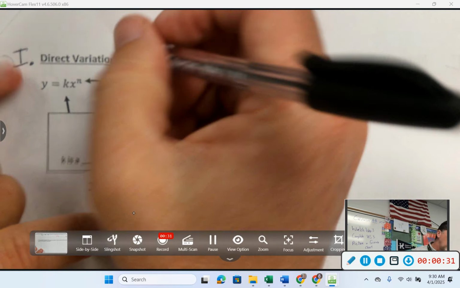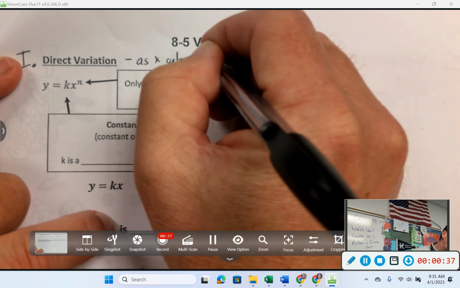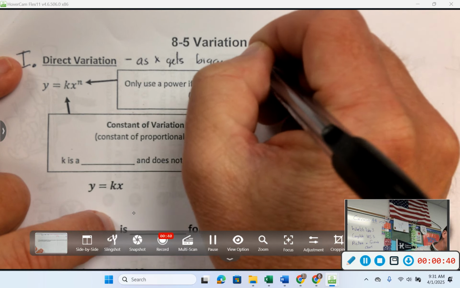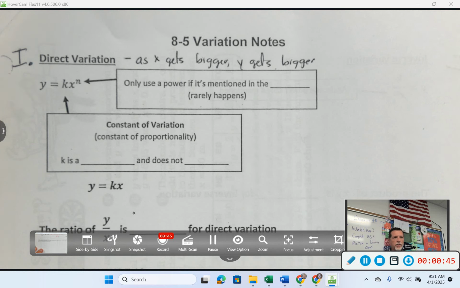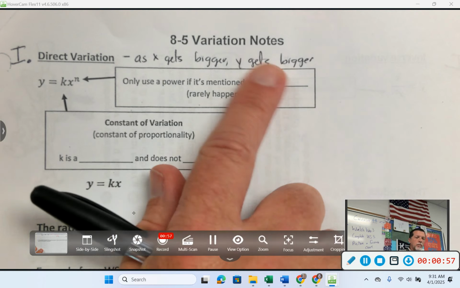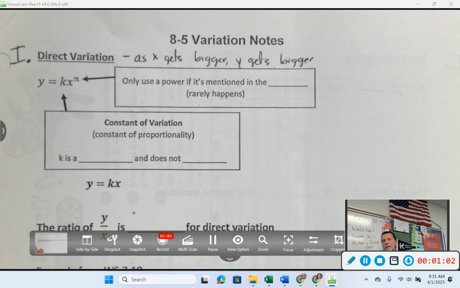Back up a little bit. Direct variation means as x gets bigger, y gets bigger. That's easy to come up with an example of. If you have a job, the more hours you work, the bigger your paycheck gets, the more money you make. It's direct variation. If you work twice as long, you get twice as much money. I guess that breaks down eventually because you get overtime, but up to 40 hours, you work twice as much, you get twice as much money. That's direct variation.